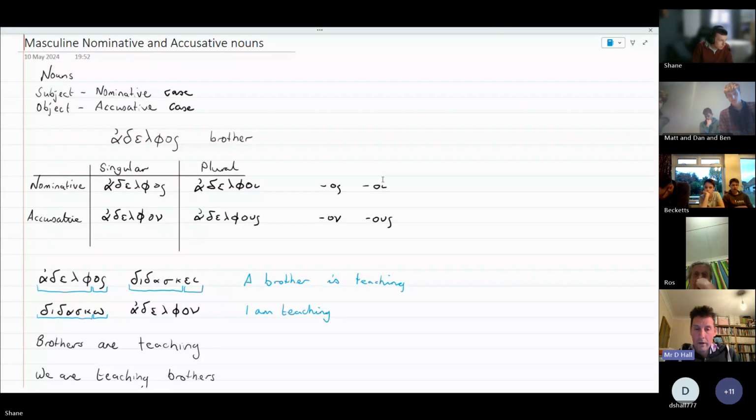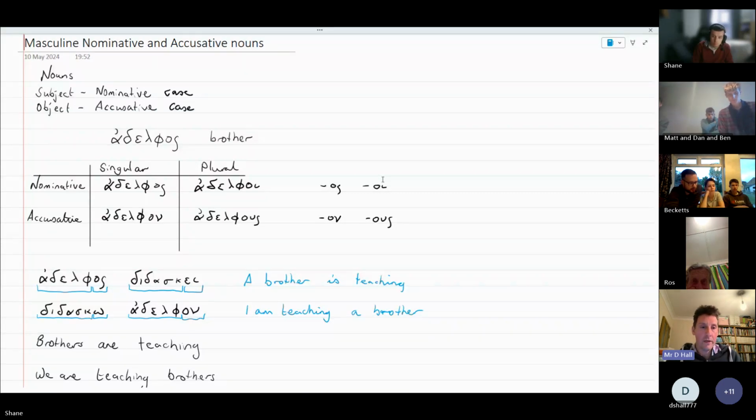And then we look at this, adelphon. Getting the idea, we've got a stem and we have an ending. What we'll notice, according to our little table, is that it's singular and it's in the accusative. So this is the object, the person that I am teaching. I am teaching a brother. So we would write down a brother. I can spell brother. I'm teaching a brother. All good so far?